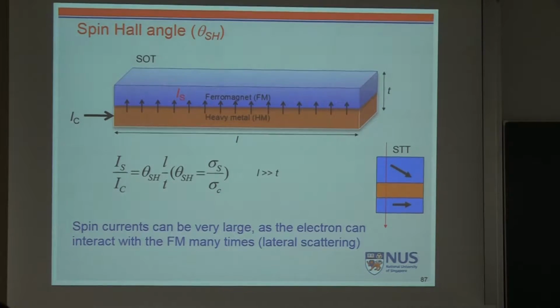So what is the spin-Hall angle? Just a very brief introduction. Basically, we inject charge current, and the heavy metal has high spin-orbit coupling, so there is spin accumulation that will diffuse into the ferromagnet, giving rise to a torque. It's defined by spin conductivity divided by charge conductivity, and there is a geometric enhancement factor, which is the device length over thickness. So the spin current can be very large because typically the device length is one or two orders larger than the device thickness, and the spin-Hall angle is typically 0.1 up to maybe 2, depending on materials.